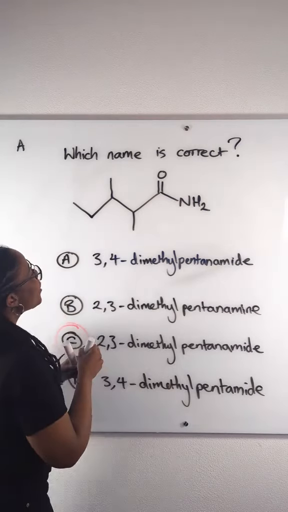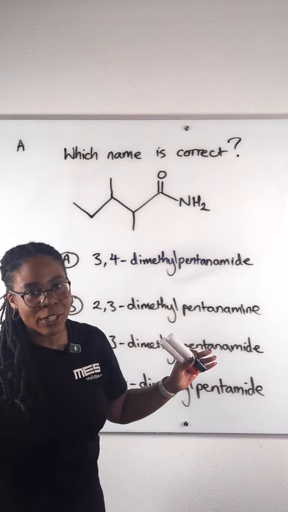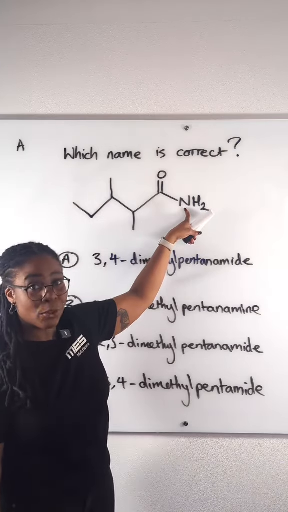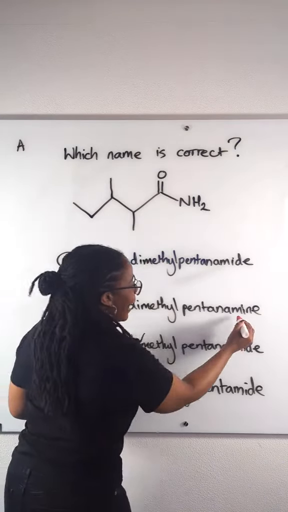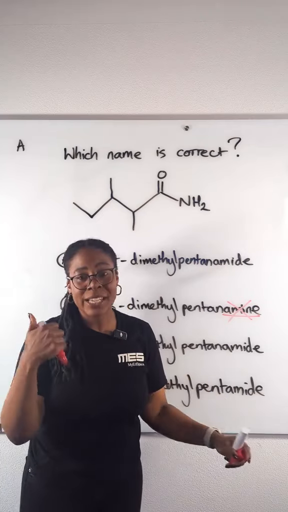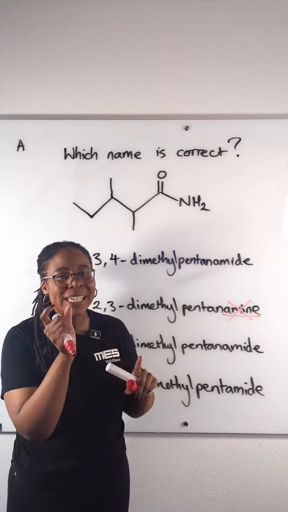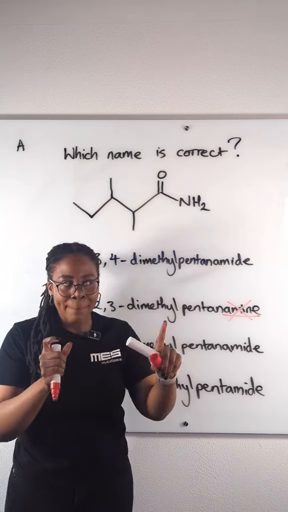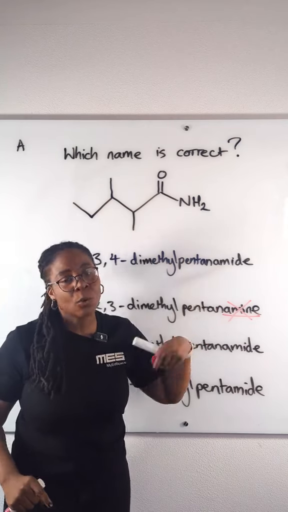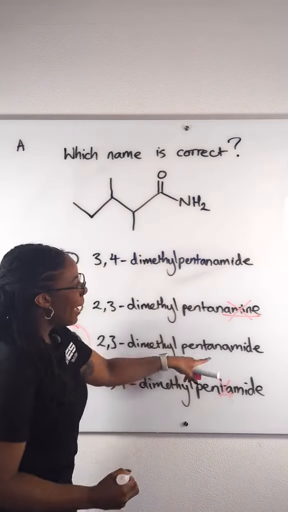I promise. So the first thing that we should spot is the ending, right? That's going to allow us to get rid of a couple. This is an amide because we've got the C double bond O directly connected to the N, which means it is not an amine. And it's not just pentamide, because if you just saw my last video when we named another amide, you know that we need an "an" or an "en" between the number and the ending so that we can say whether we've got just carbon-carbon single bonds or any carbon-carbon double bonds. So it can't be pentamide, it's going to be pentanamide.